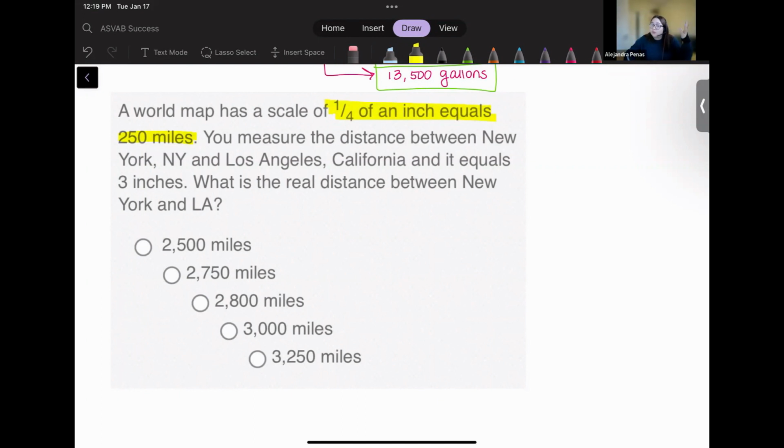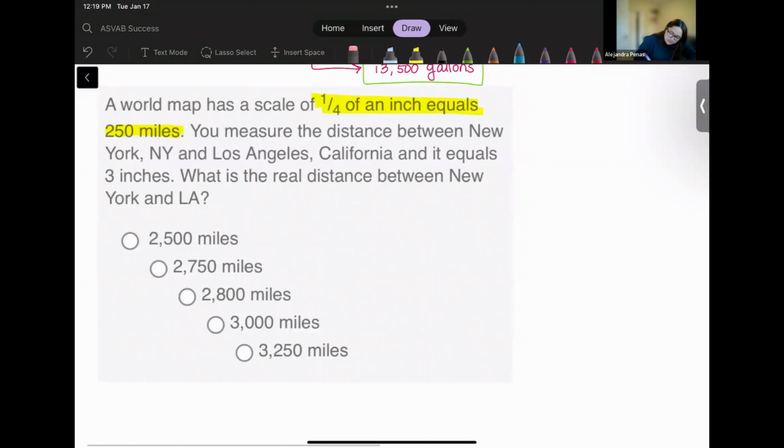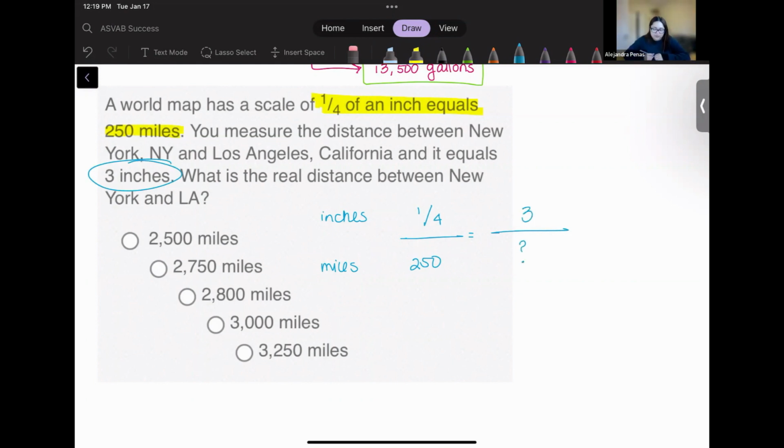So we are comparing two different units. There's a trade going on, which means that we're going to use a proportion to solve this problem. So in my proportion, I'm going to compare the inches to the actual miles. So up on top, I have that 1/4 inch is equal to 250 miles. And they tell me that the distance in inches is 3. And we're looking for how many miles that is actually going to be.